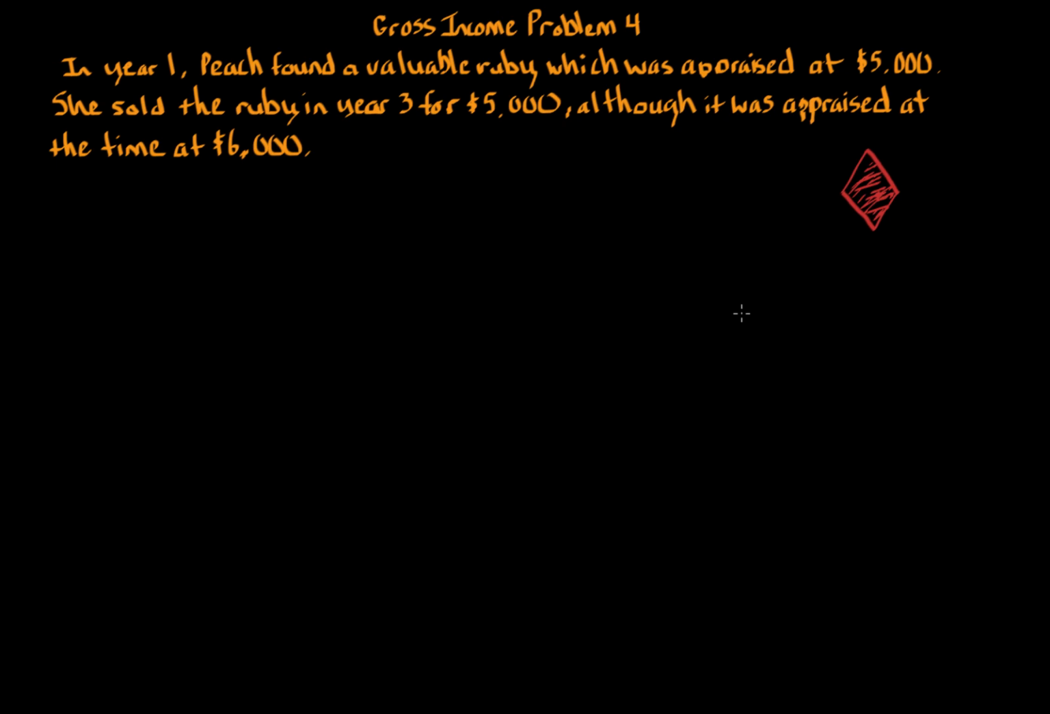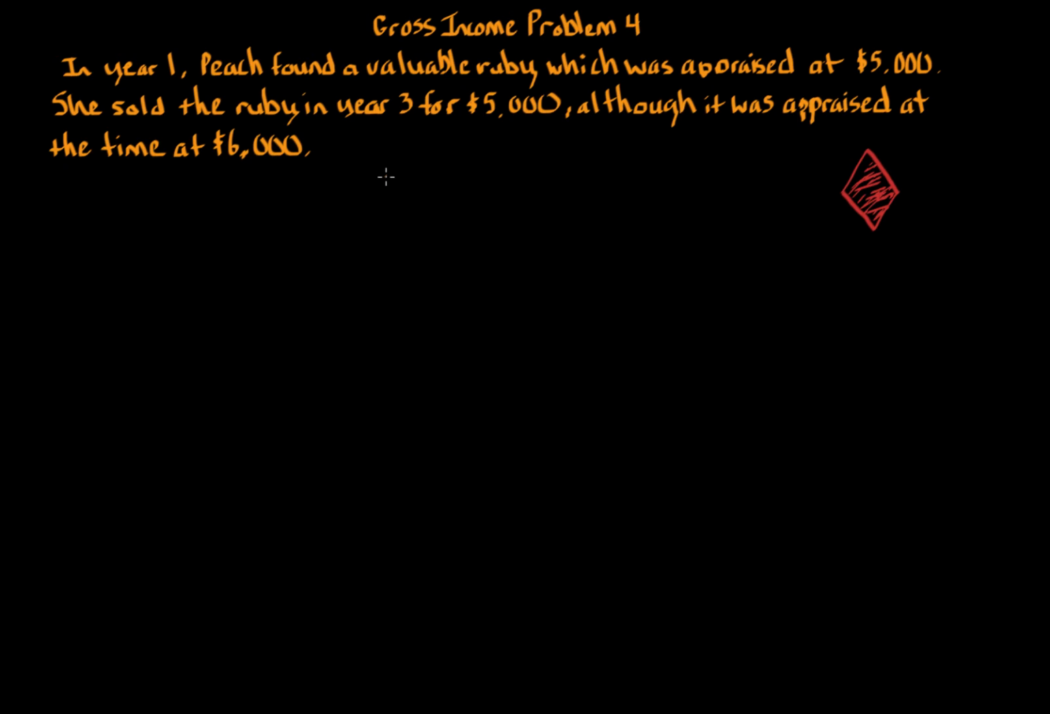Hello. In this video, we'll continue with our gross income set of problems, and this is problem 4. In year 1, Peach found a valuable ruby. Peach was on the beach doing some metal detecting, and all of a sudden, Peach comes across a valuable ruby, which is appraised at $5,000. Here's what the ruby looks like right here.